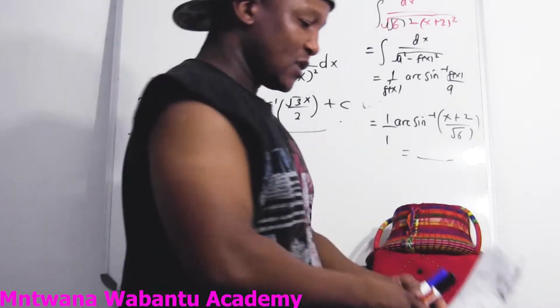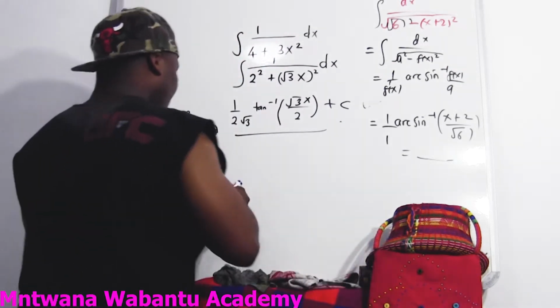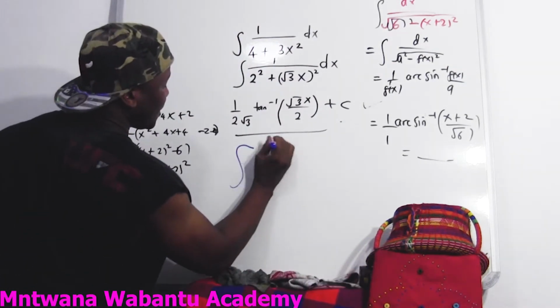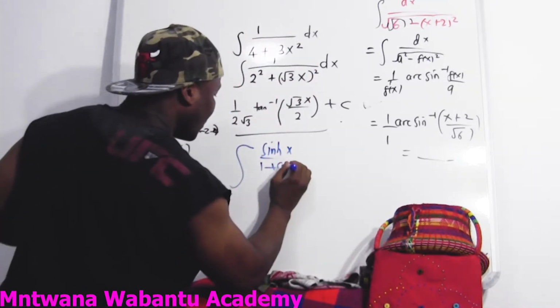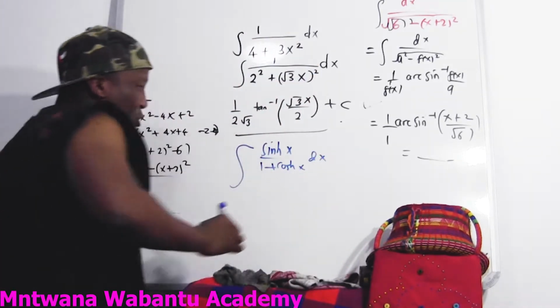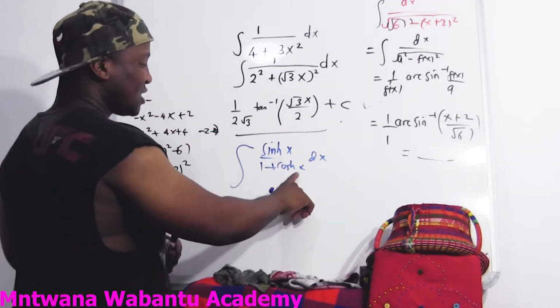So we have an integral of sin x over 1 plus cos x dx. This is a normal integration by substitution. Why? Because look, if you differentiate cos, you're going to get sin.